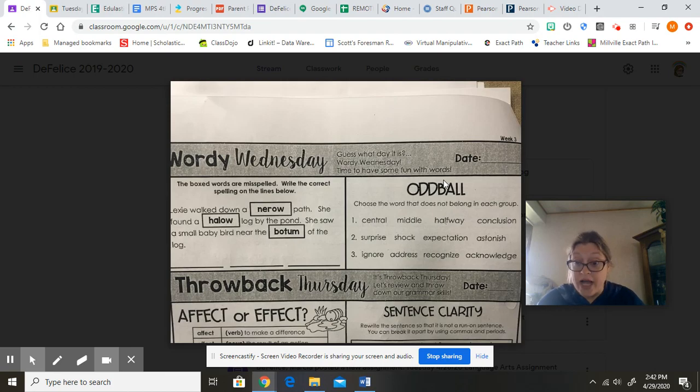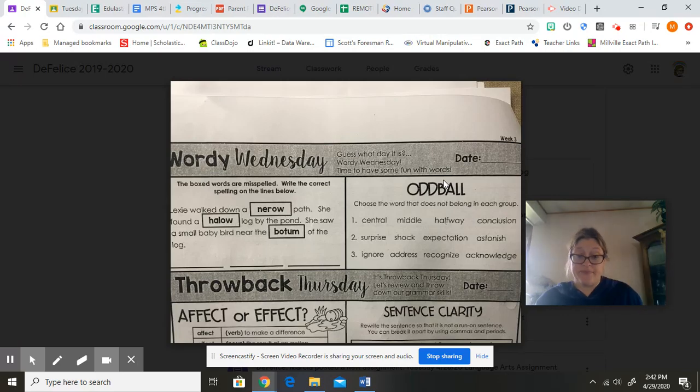Shock. When you're shocked, you didn't think something was going to happen or something happened that you weren't expecting. Okay. Expectation. When you expect something, you are thinking it's going to happen. And then astonish. When you're astonished or something is astonishing, it's a surprise or it's a shock. So the oddball out there is expectation. Surprise, shock, astonish, you weren't prepared. It came out of nowhere. Expectation, you're expecting it to happen.